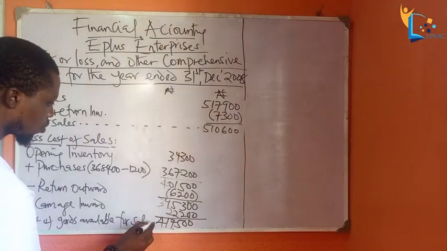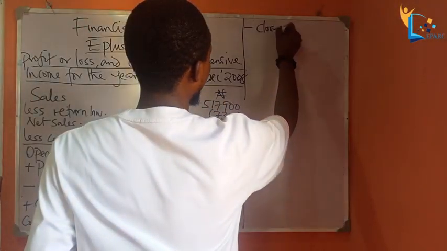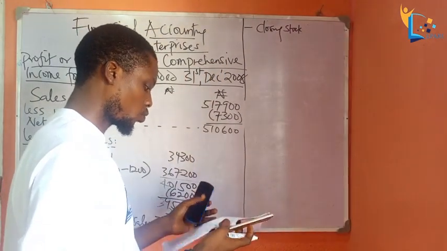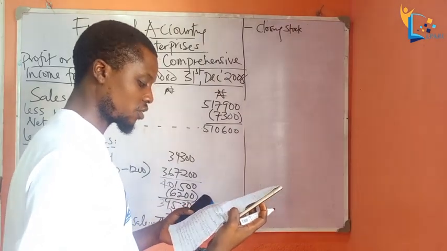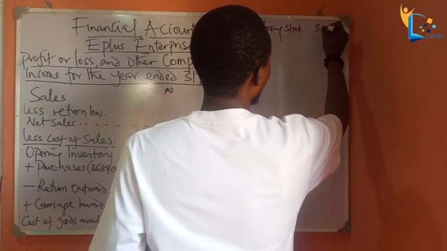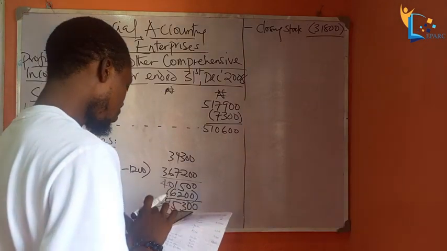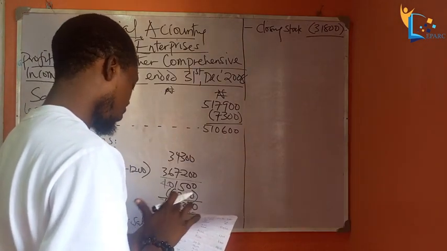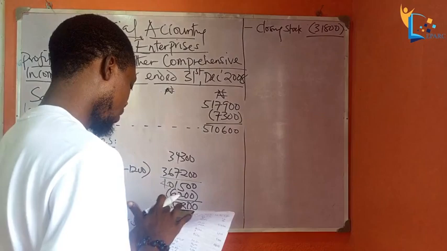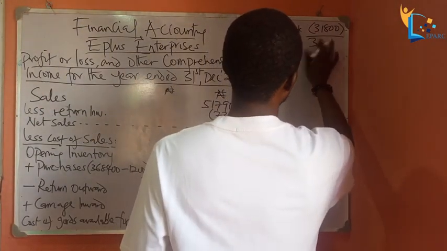Sorry, this is your cost of goods available for sale. Then you deduct closing stock from it. Closing stock: you go to your footnotes, closing inventory or closing stock. We have 31,800. So closing stock will give you 417,500 minus 31,800, which is 385,700.